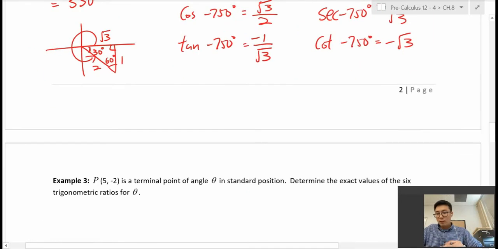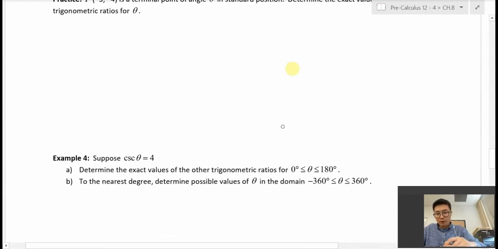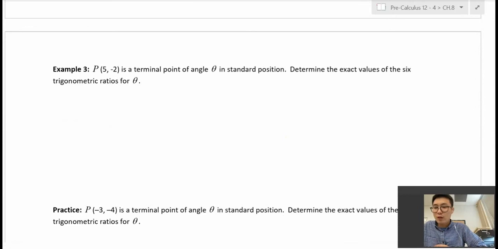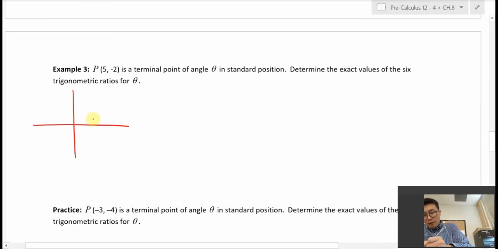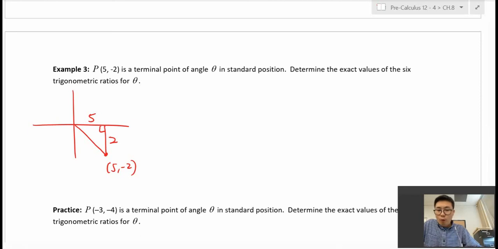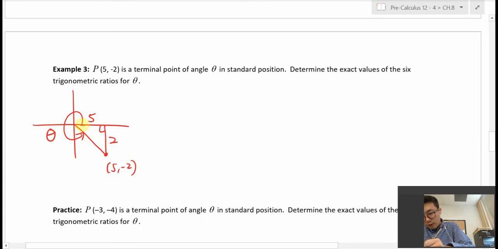Okay, moving on. This is a long lesson. Moving on to example number 3. It says the point 5 comma negative 2. 5 comma negative 2 is somewhere here, which means the x value is 5, and the y value is negative 2, so the length right there is 2, and that's 90 degrees right there. This is the terminal point of angle theta in standard position. So here is angle theta, and this is the reference angle. Determine the exact values of the 6 trig ratios for angle theta.